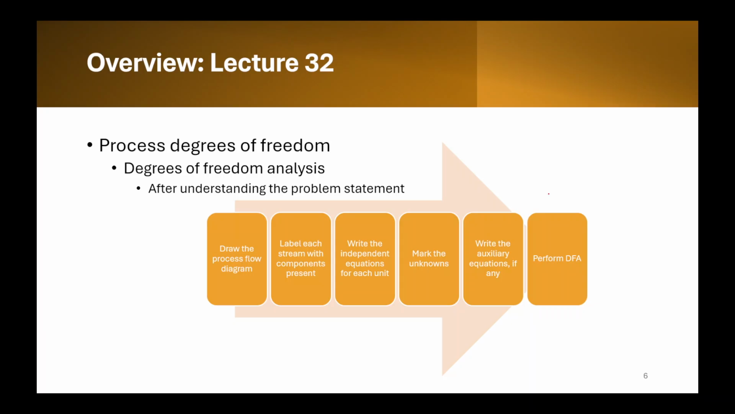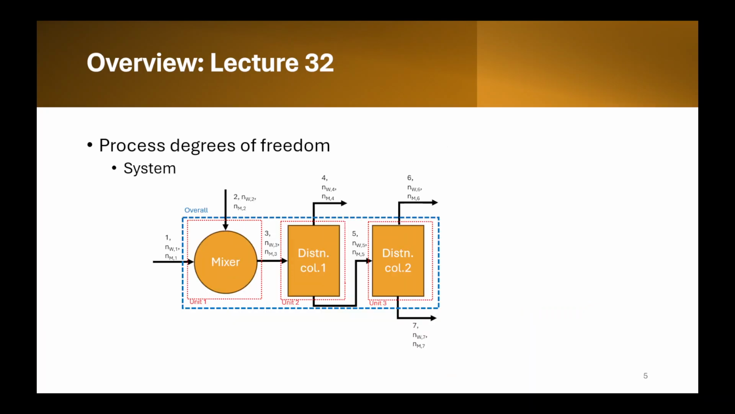So if you see in this system, you have drawn the flow diagram first, and after that you are writing all the components that are involved. You are labeling all the streams. You mark the unknowns if there are any. You write the independent equations for each unit.